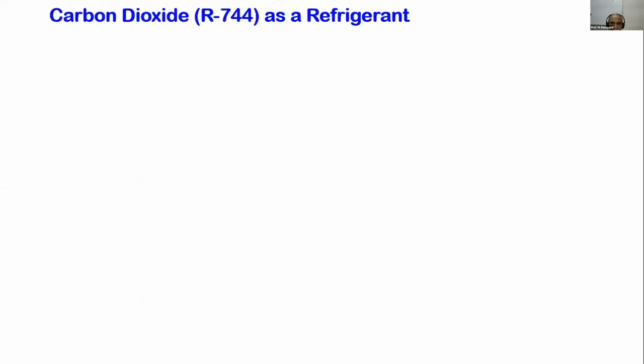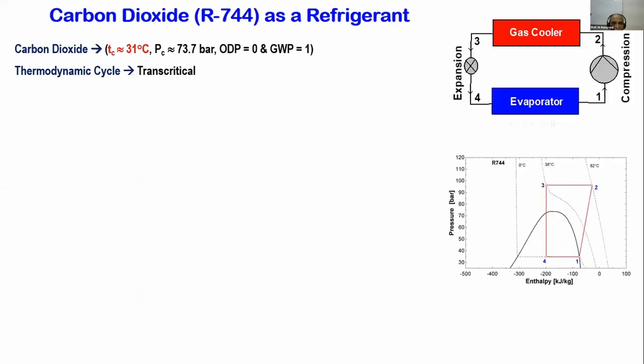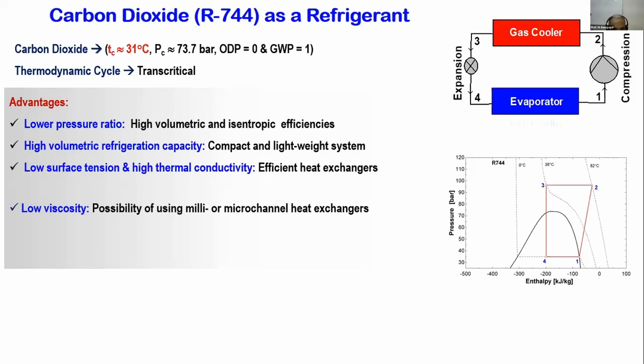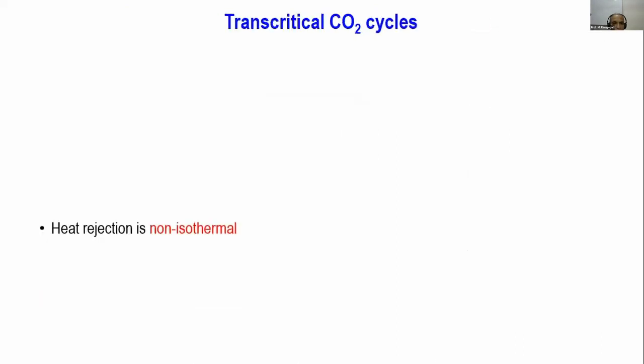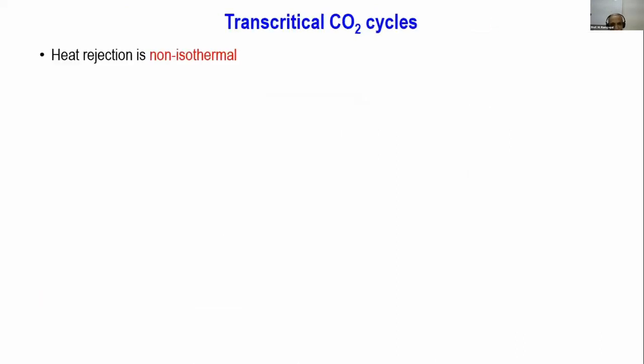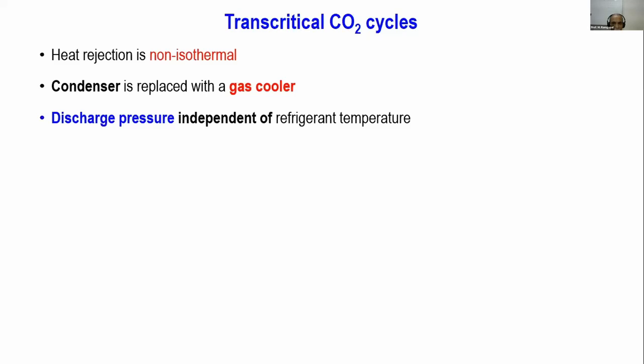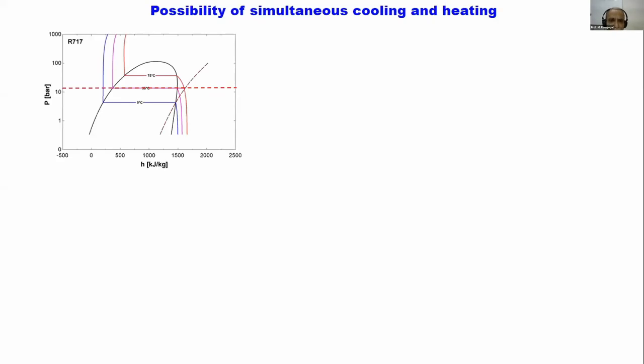Now, if you look at carbon dioxide, of course, I will not go through this. I am sure it was discussed: the advantages, disadvantages of carbon dioxide, etc. So let me skip this. Coming to the transcritical cycles, I am sure they were also discussed in the previous lectures. All of you are familiar with this. So why is carbon dioxide attractive for simultaneous cooling and heating?